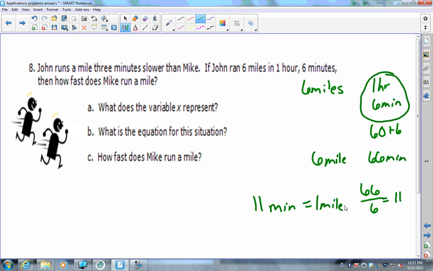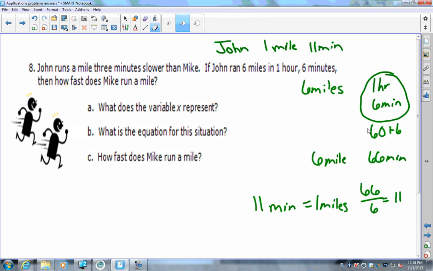Don't be saying it's slow. I probably wouldn't even run that fast. Just kidding. Okay, so John runs 1 mile. You know, maybe he has a sprained ankle and has a limp. Be nice to this old man. All right. And he runs it in 11 minutes.